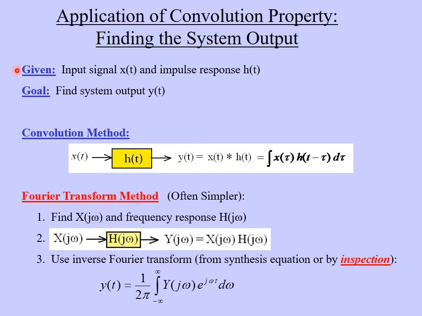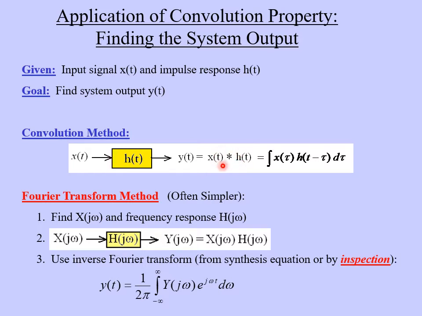So if we are given an input signal x of t, and we're also given the system's impulse response h of t, we are often tasked with trying to find the output of the system. What does the system do in this case? So we want to find y of t. We learned back in Chapter 2 that usually the hard way to do this is by using convolution. Working in the time domain, the only way to figure out the output y of t is to take the convolution of x and h.